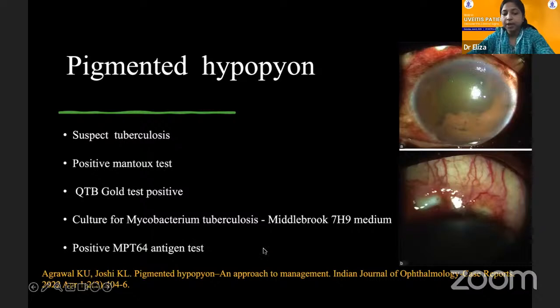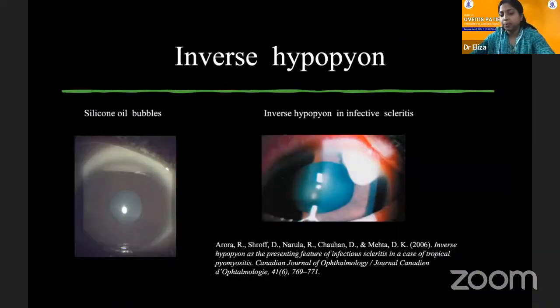So this is a case by Agrawal et al. where they got a positive Mantoux and QuantiFERON in this pigmented hypopyon, and they confirmed it with the tap and culture coming positive for Mycobacterium tuberculosis. So in these atypical hypopyons which are not responding, again, vitreous and AC tap become important, and especially again in endophthalmitis, it's important. Now, a word about inverse hypopyons: they are classically seen when emulsified silicone oil is in the anterior chamber. So these patients will have a history of surgery.